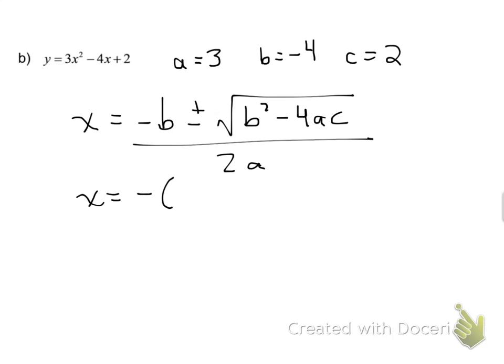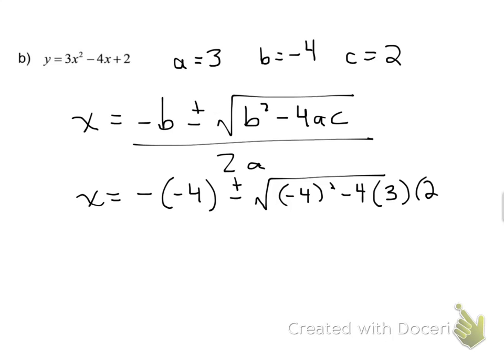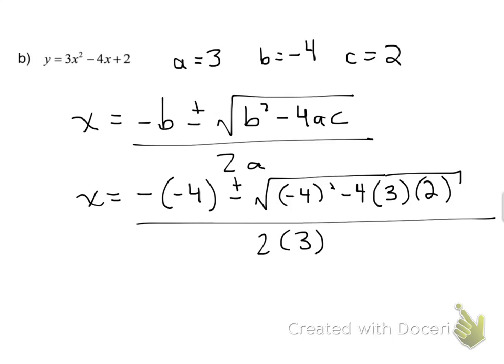Now make sure again that you're careful with this negative 4 value. You have to put it in brackets at the front and inside your square root. Your a value is 3 and your c value is 2. You're going to divide that by 2a. Again, if I'm going too fast, just make sure that you pause this and copy it as I go.